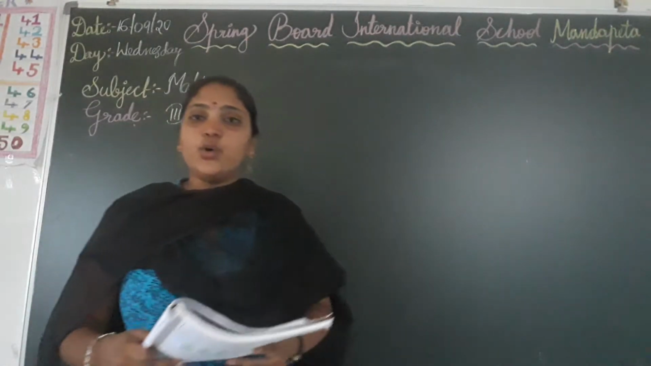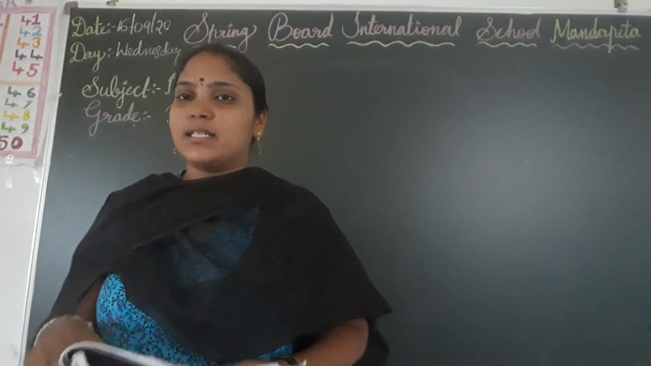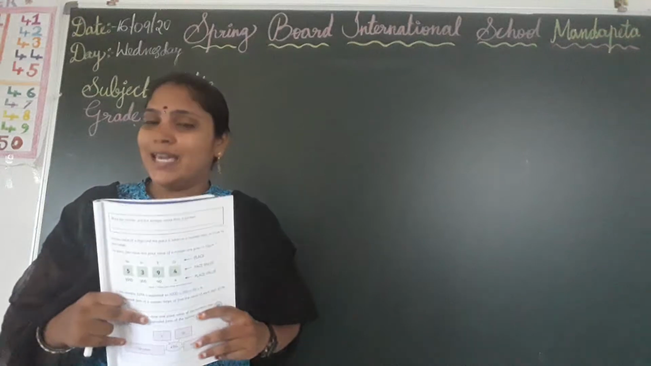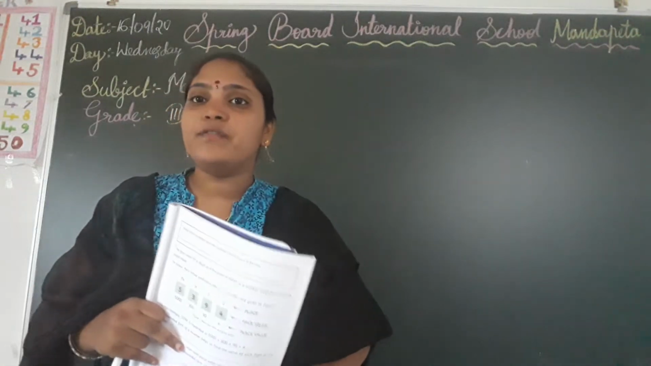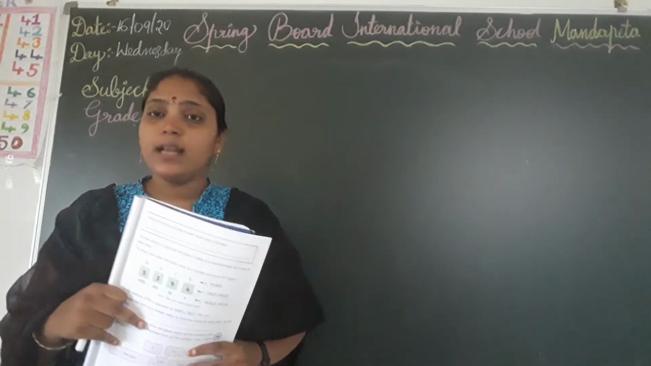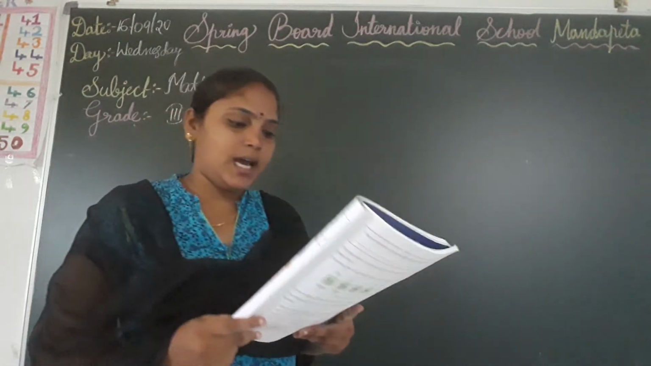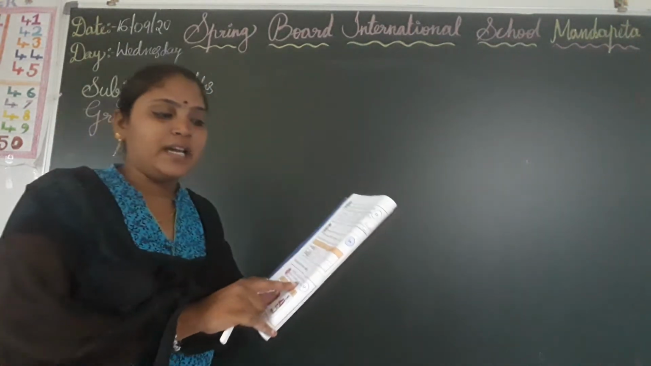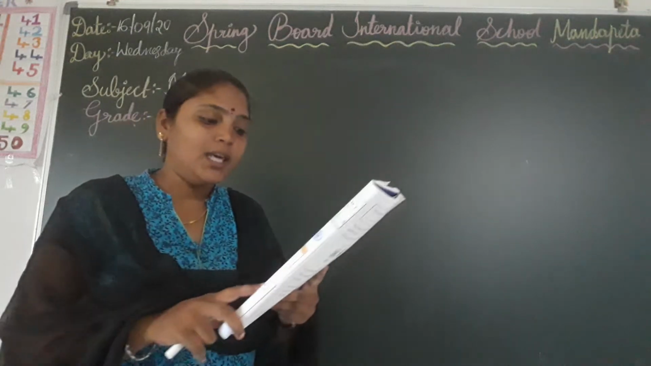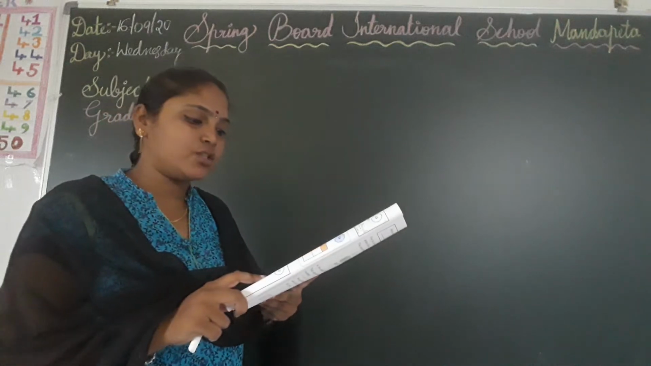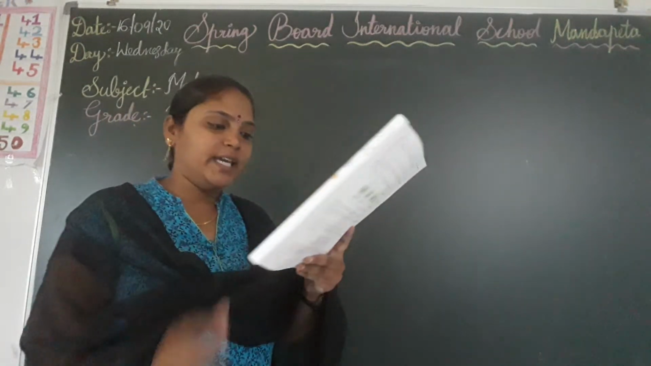Next, face value and place value of the numbers. We already discussed what face value is. Face value means the value of the digit itself. Okay children, face value means the value of the digit itself. The face values of the digits are given on the roof of each house. Fill in the blanks in each house with the place value of the digits.